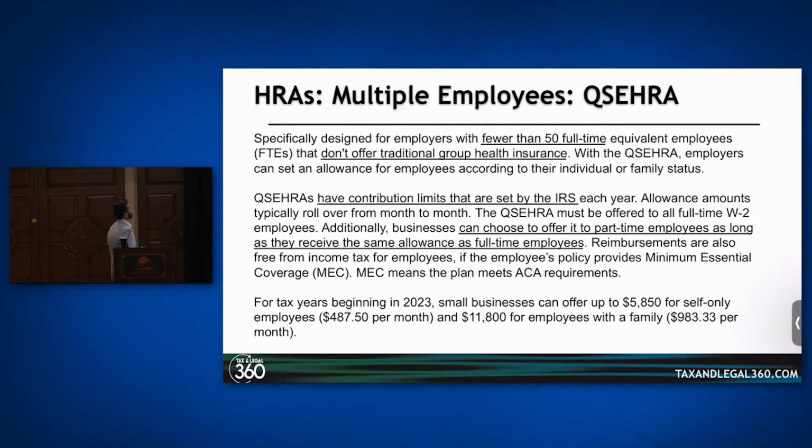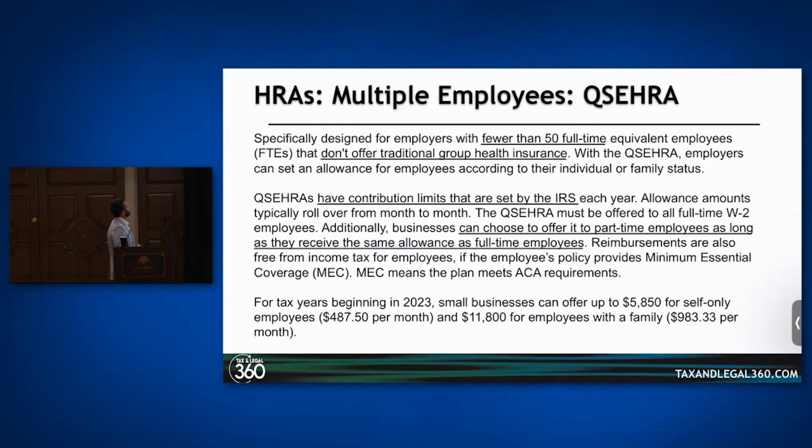With the QSEHRA, employers can set an allowance for employees according to their individual or family status. They have contribution limits that are set by the IRS each year, and allowance amounts typically roll over from month to month. The QSEHRA must be offered to full-time W-2 employees, and you can choose to offer it to part-time employees, but if you do that, you have to make sure that the part-time employees receive the same benefits that you're giving to your full-time employees.